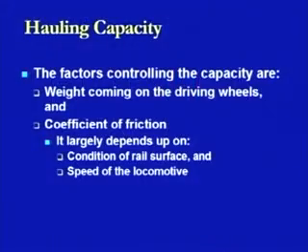Now the factors which are controlling the capacity are the weight which is coming on the driving wheels and the coefficient of friction. This coefficient of friction is going to be governed by the movement of the train and the interaction of the wheels with the flanges and the rail. So there are two things here: one is the condition of the rail surface, another is the speed of the locomotive.